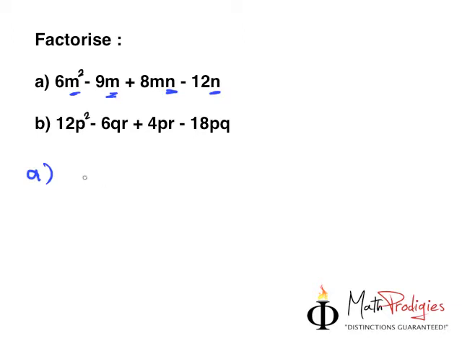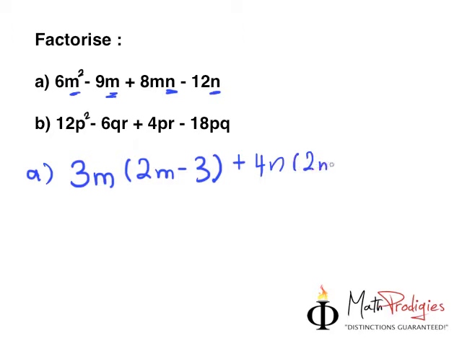So 6m² - 9m, you factorize it, you will get what? Step 1 is to take out the number, so that's 3. Take out the letter, then that is m. And then you have 2m - 3. Plus, for this part, 8mn - 12n, you take out 4, correct? The LCM is 4. And you take out n, of course. And what do you have? You have 2m, minus 3.